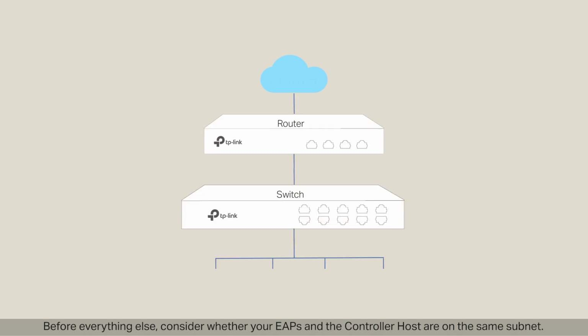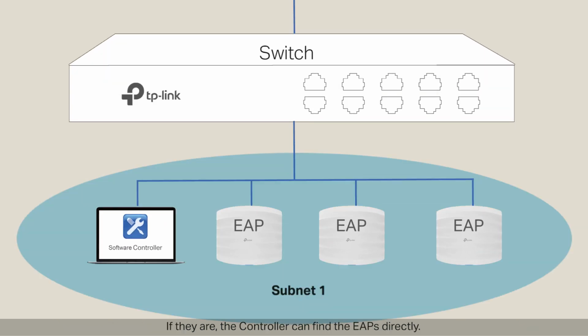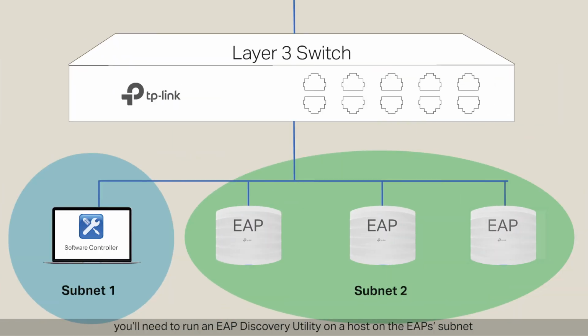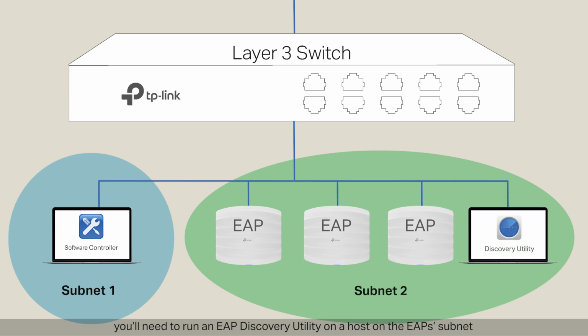Before everything else, consider whether your EAPs and the controller host are on the same subnet. If they are, the controller can find the EAPs directly. But if your EAPs and the controller host are on different subnets, you'll need to run an EAP discovery utility on a host on the EAP subnet to help the controller find them.